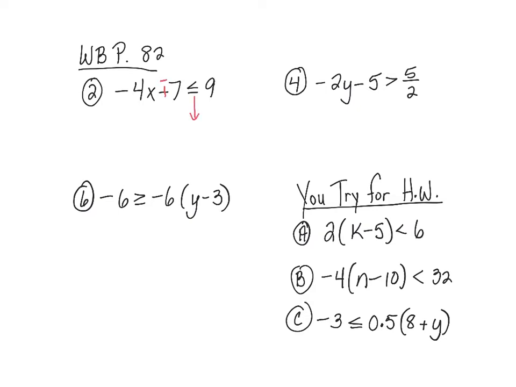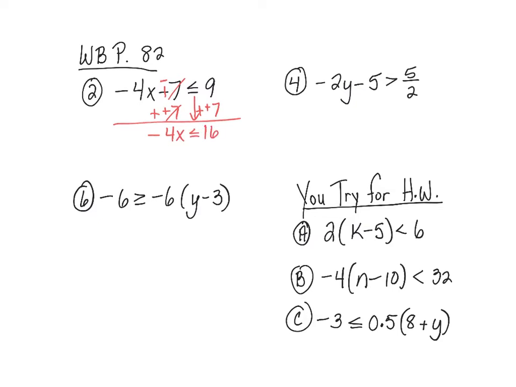In order to get rid of adding negative 7, we're going to subtract negative 7. But we have to keep change opposite, which really means we are adding 7 to both sides. So negative 7 plus 7, they cancel out. I'm left with negative 4x is less than or equal to 16.